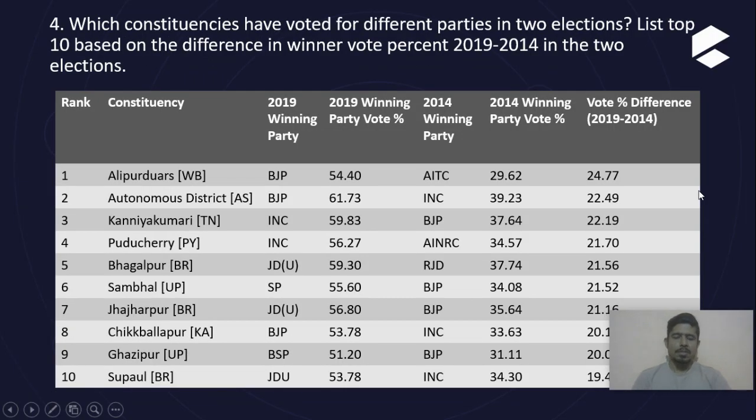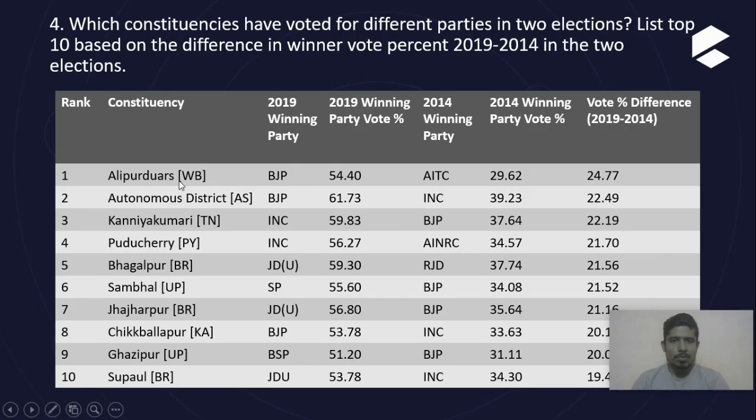Next query of the primary analysis is which constituencies have voted for different parties in the two elections? Now we are seeing the constituencies that elected two different parties for 2014 and 2019. And here are the top 10 such constituencies. Let us take the example of the very first constituency to understand what these numbers are representing.